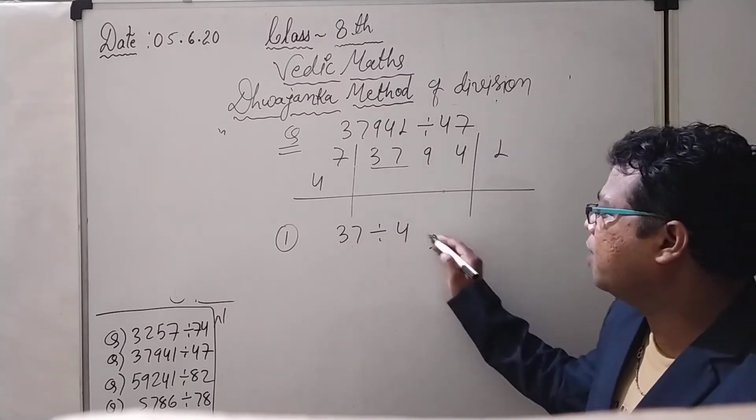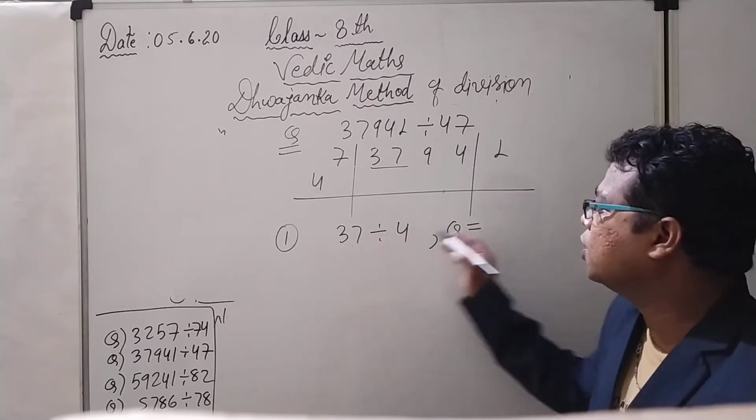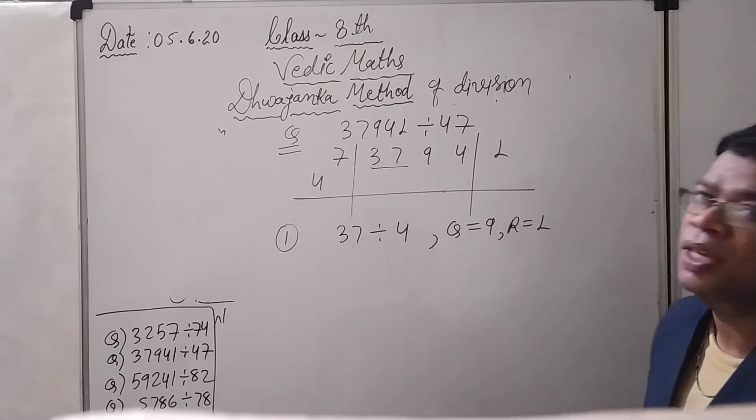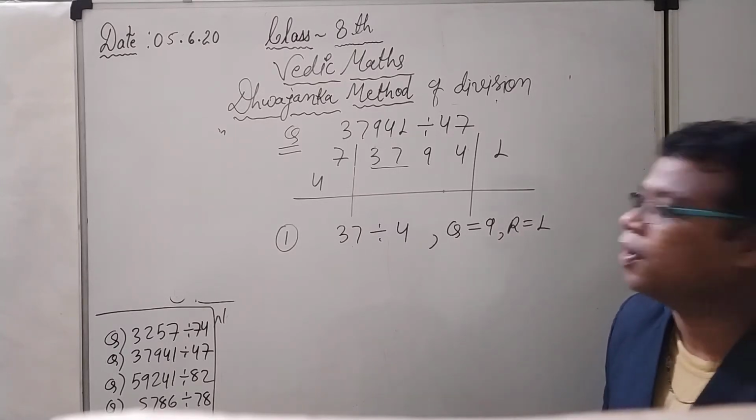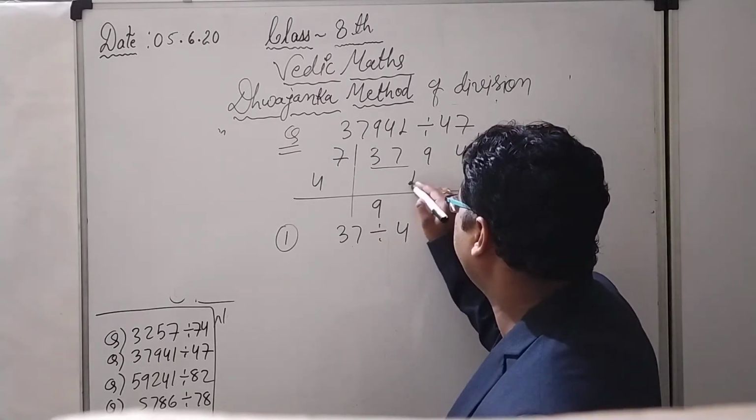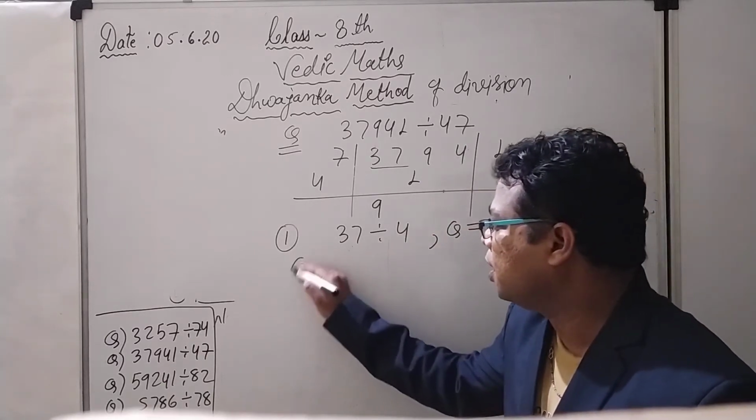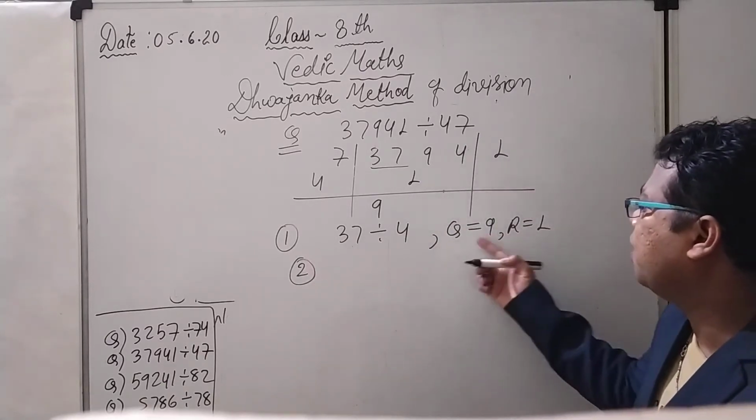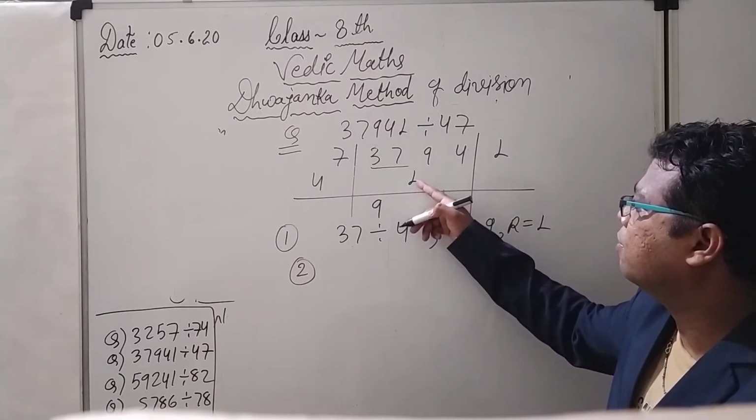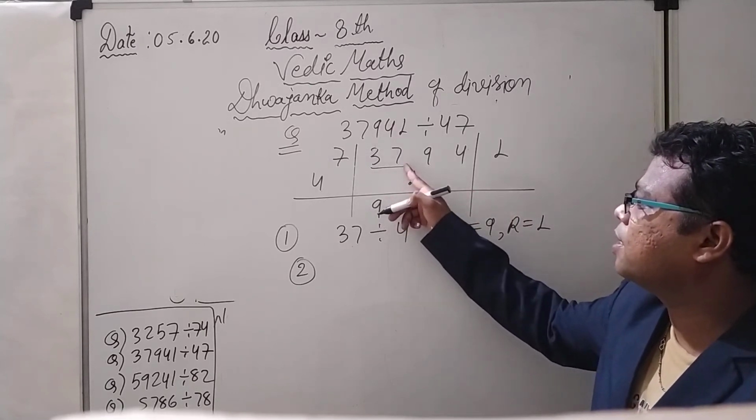Whenever we are dividing 37 by 4, what are we getting? The quotient is 9, because 4 nines are 36, and what is my remainder? The remainder will be 1. So we write down here 9, and the remainder is 1. But see what happens. For the second step, if we are doing the work, what will be the case? That 1 remainder I have to write down here, because I have taken 37 together.